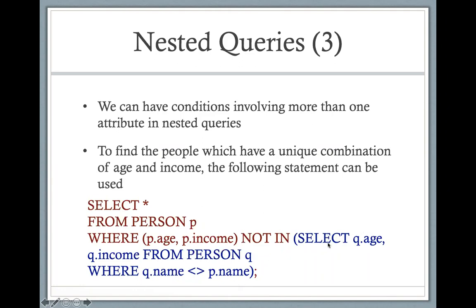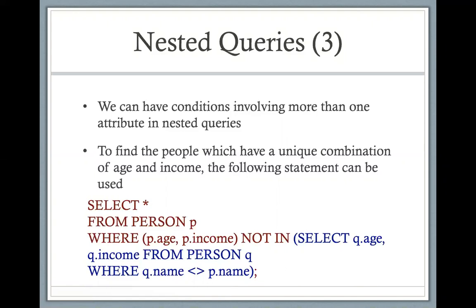So what is this doing? It's doing a condition on two attributes, and of course the select statement has to return two attributes as well. So it's a list of age and incomes, right? And the condition is also on an ordered pair, age and income. What is this query doing? It's getting me basically people who have a unique combination of age and income from the table.